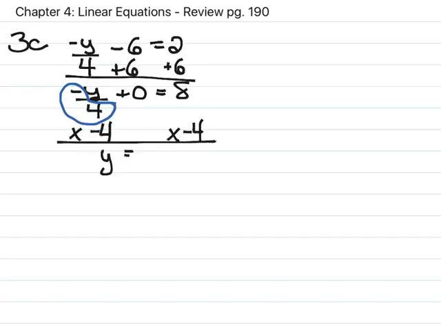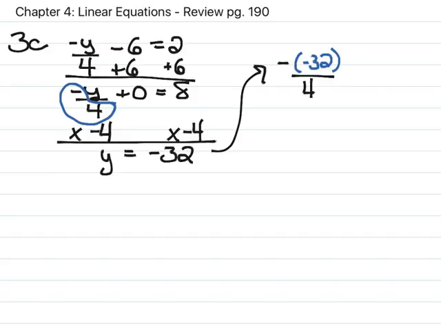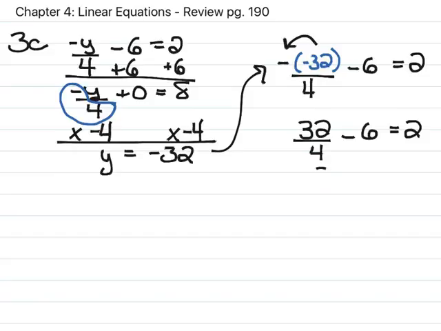This gives you y equals 8 times negative 4 is negative 32. So to check your answer, you have negative 32 divided by 4 minus 6 equals 2. So negative 32 times a negative gives you positive 32 divided by 4 minus 6 equals 2. 32 divided by 4 is 8 minus 6 equals 2. 2 equals 2. It works.